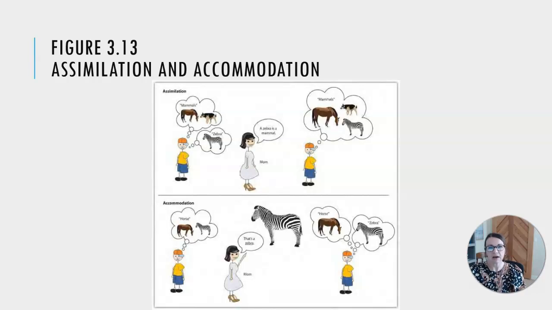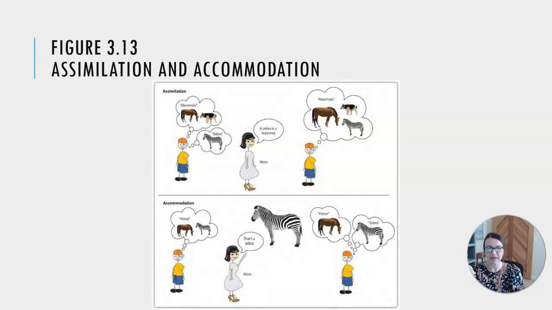So you can see in the top part of this diagram, you've got a child with its mom, and the child has a schema, right? A folder that says, you know, these are mammals, and he's got in that folder a horse and a pig. And then he's introduced to a zebra, and he's like, wait, how does a zebra fit in? And his mom says a zebra is a mammal. And that child's able to assimilate that information and put the zebra in with the mammals, right? As she describes what the characteristics of mammals are.